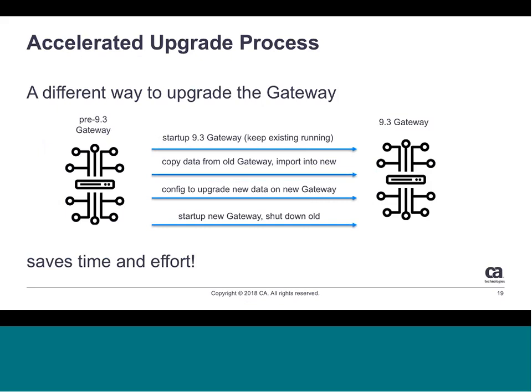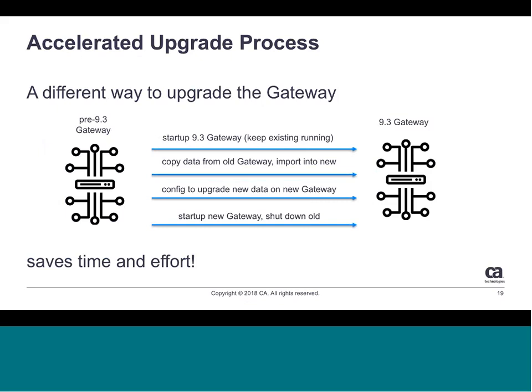To that end, we've provided an alternate upgrade process designed to be simpler and take less time than the existing one. What we tried to do is bypass the usual upgrade process and drill it down into 4 quite simple steps. In this diagram, I've got a pre-9.3 gateway and a 9.3 gateway. In this model, you would start up that 9.3 environment. You would keep the old one running while you configured the new one.